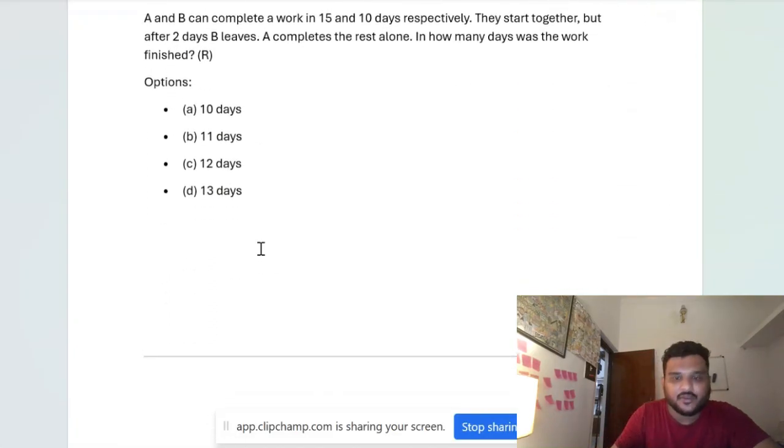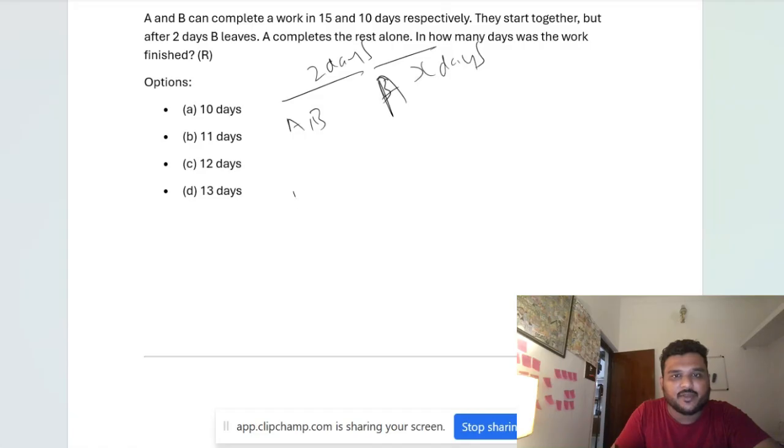A and B can complete a work in 15 and 10 days. So A and B start together, but after 2 days B leaves, and A does the rest of the work alone. In how many days was the work finished? So let's say X days the work was finished.